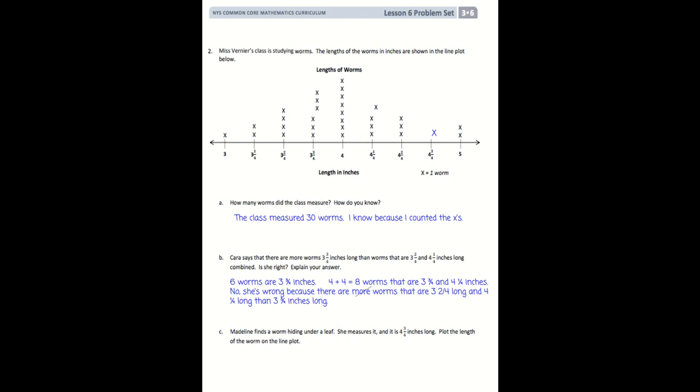So check over your work, and if you need to make any corrections, please do so. And when you get finished with this, don't forget to do the exit ticket on page 229.